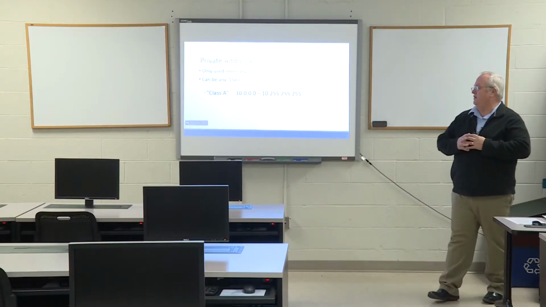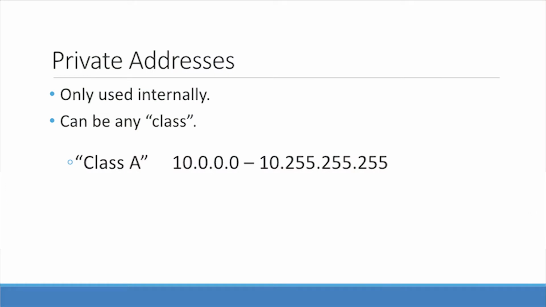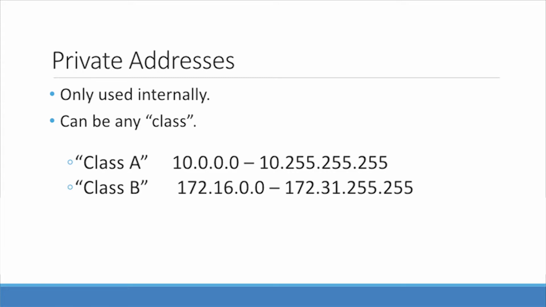A Class A private address is any number that starts with 10. That's the easiest way to remember. Anything that starts with 10 is a private address and will not be routed over the internet. Class B addresses are 172.16 through 172.31. We can use those private addresses to build our networks. Again, they're not going to be routed over the internet, so it's only going to be looked at internally.